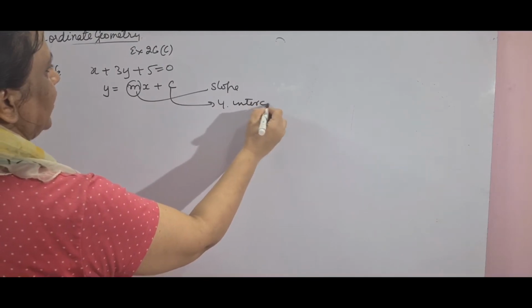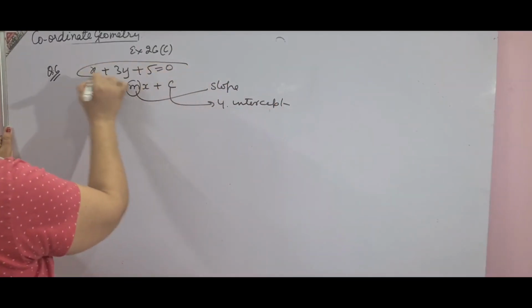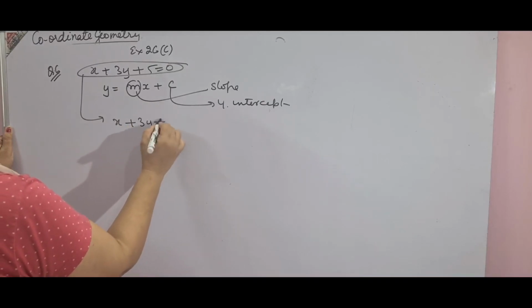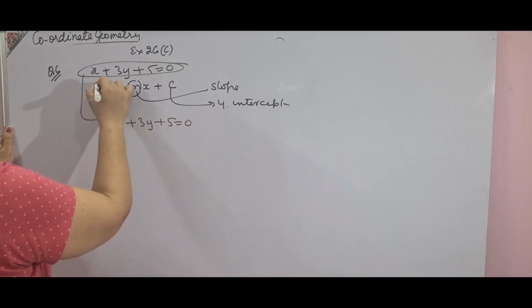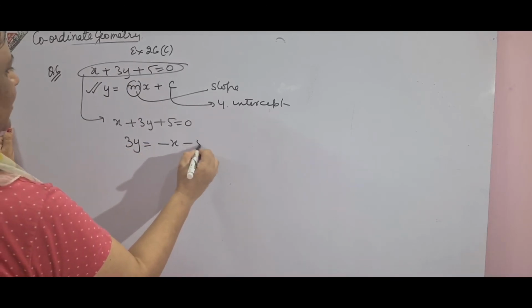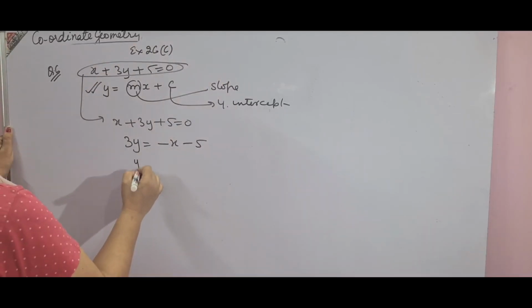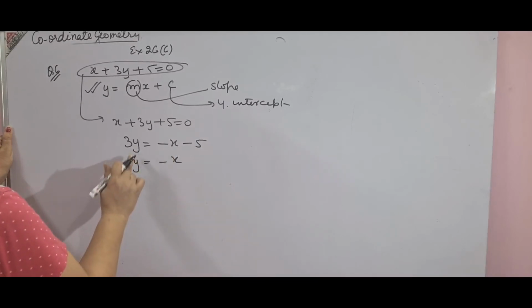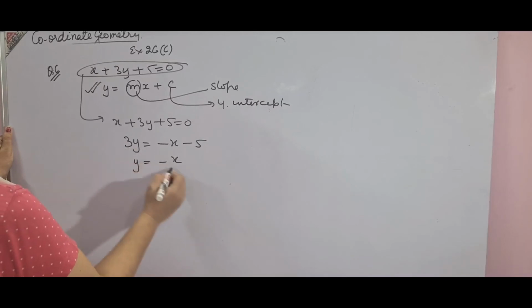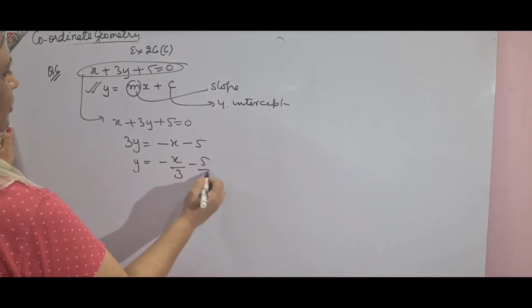Y-intercept. Now I am going to change this equation x plus 3y plus 5 into slope-intercept form. That means 3y is equal to minus x minus 5, taking to the other side. I'll make y the subject of the formula, leaving y alone. Alone means no constant number with it. So y is equal to minus x upon 3 minus 5 upon 3.